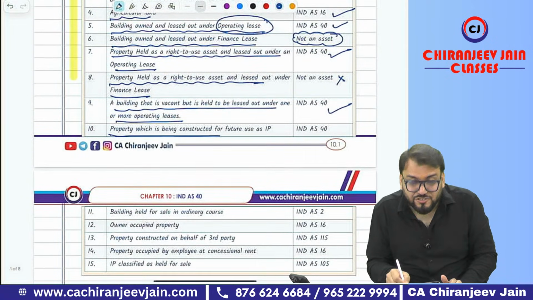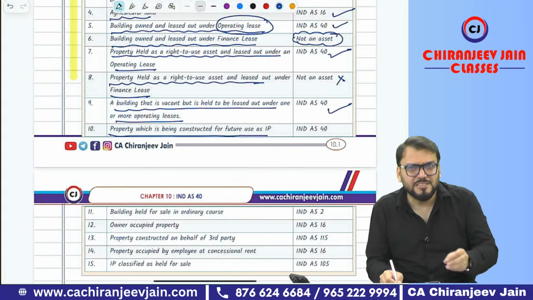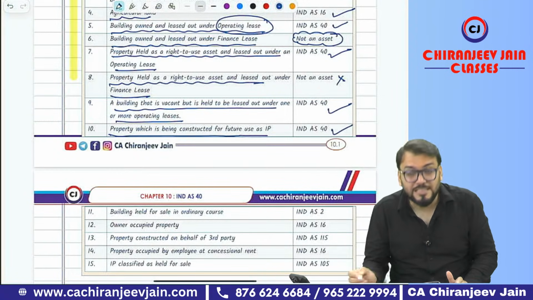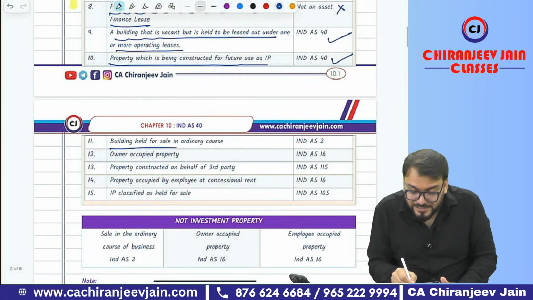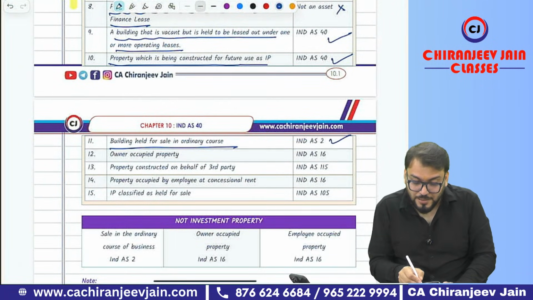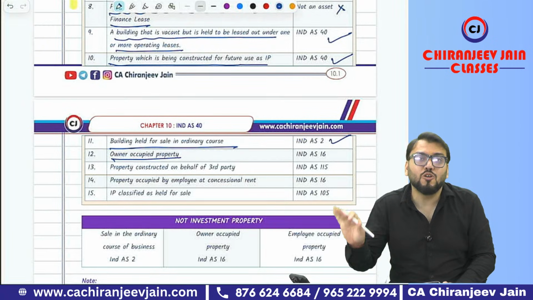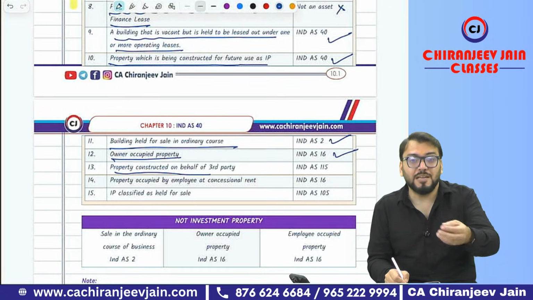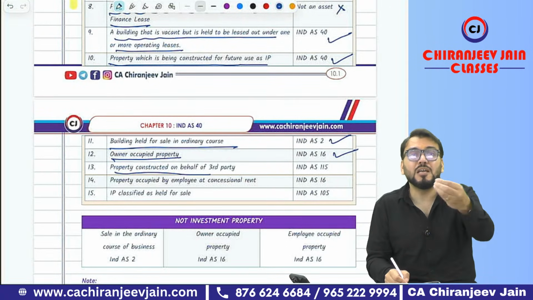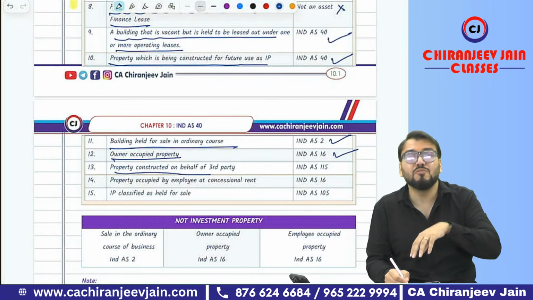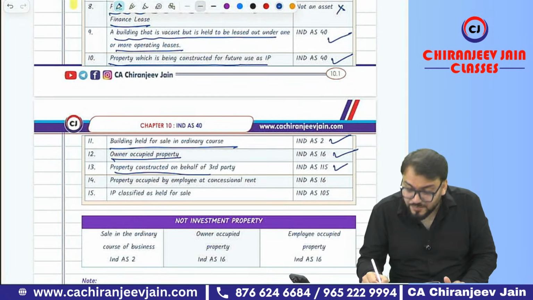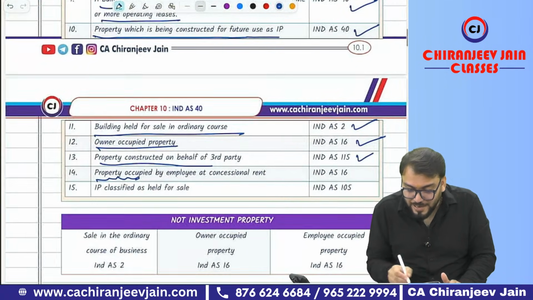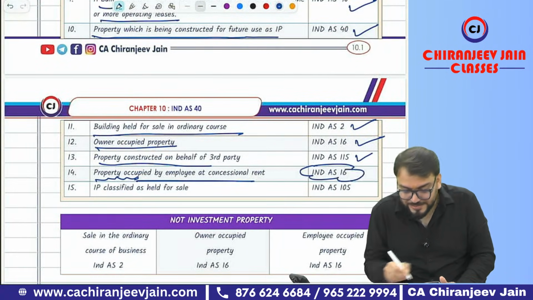Property which is being constructed for future use as IP, means it is under construction but in future it will be used as investment property, it is Ind AS 40. Building held for sale in ordinary course of business, Ind AS 2. Any owner occupied property or employee occupied property, all will be Ind AS 16. Property constructed on behalf of a third party, means if I am constructing a building on behalf of you, so I am a contractor, Ind AS 115 will be applicable in my book. Ind AS 115 is coming soon. Property occupied by employee at concessional rent, already I have said Ind AS 16.